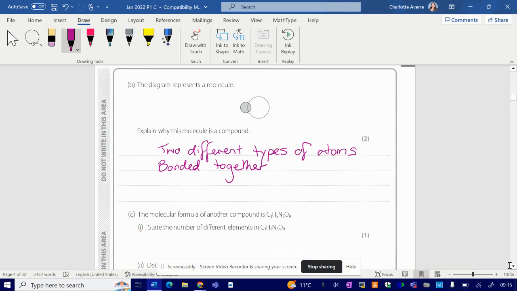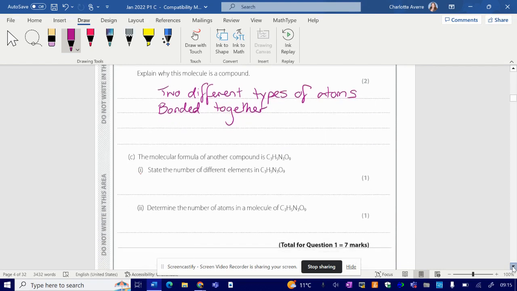You can do that in an exam if you wish to, or if you prefer to carry on writing in full sentences, as you probably do in some other subjects, you are free to do that as well.